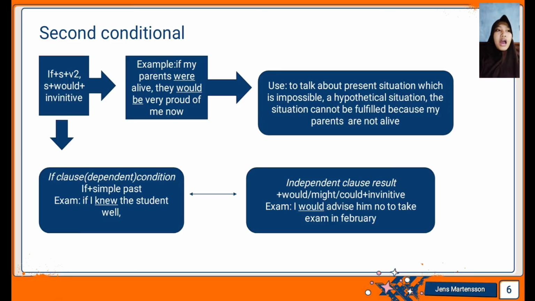A hypothetical situation: the situation cannot be fulfilled because my parents are not alive. The if clause, or dependent condition: the pattern is if plus simple past. The example is, if I knew the student well. And the independent clause, or result: the pattern is would, might, or could plus infinitive. The example is, I would advise him not to take the exam in February.